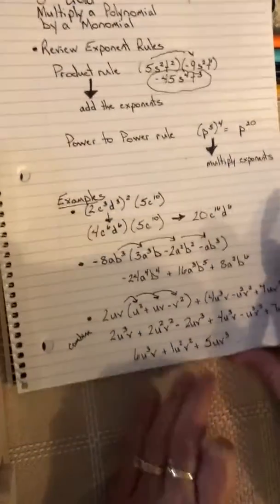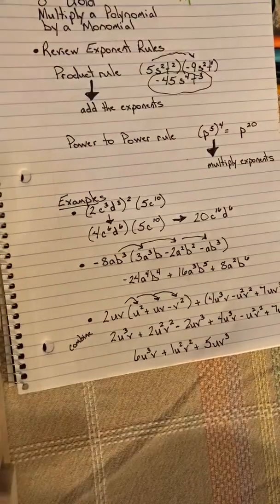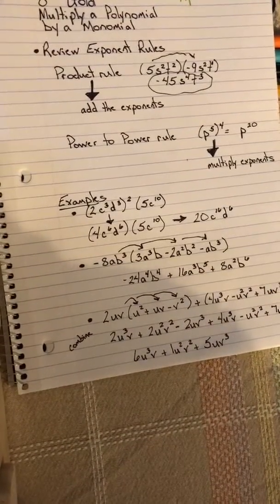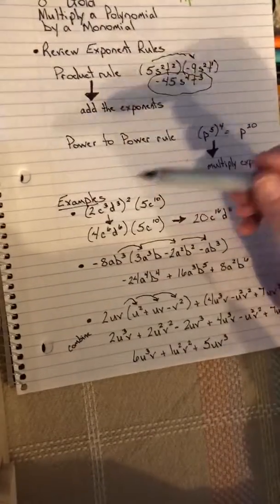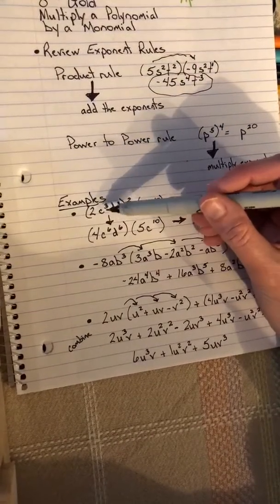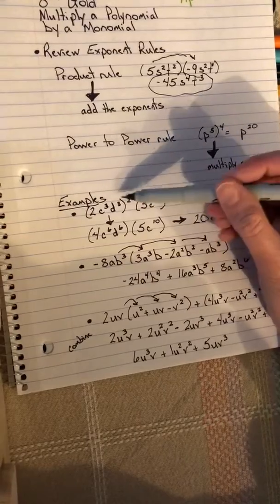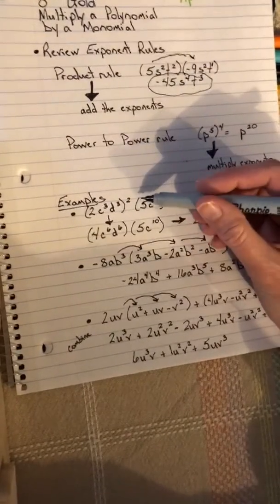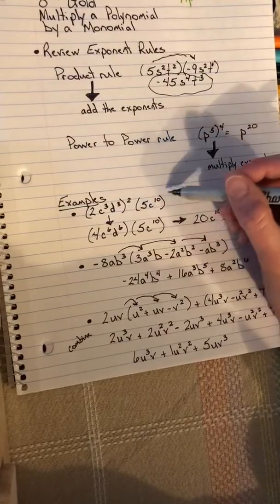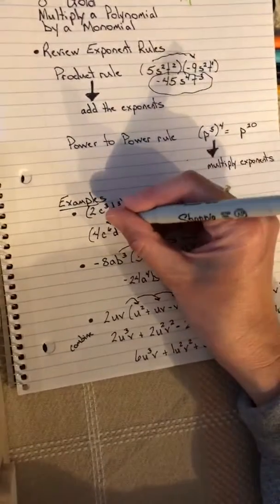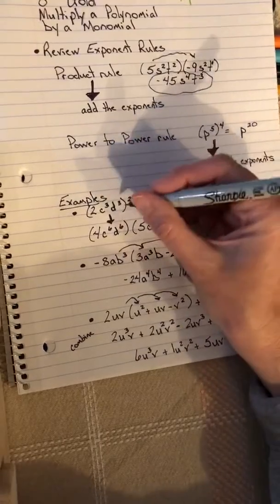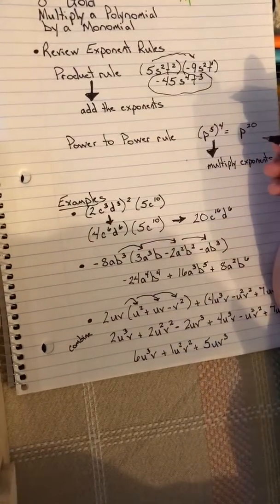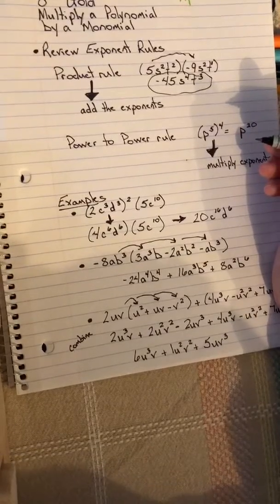Now that we've gone over those, let's look at some examples that you're going to be seeing in your math book. Here's our first one, which is 2c to the third d to the third, all raised to the 2nd power. And then our second term is 5c to the 10th. Whenever you have a problem that has a power to a power, that is where you start. So that's your starting point.